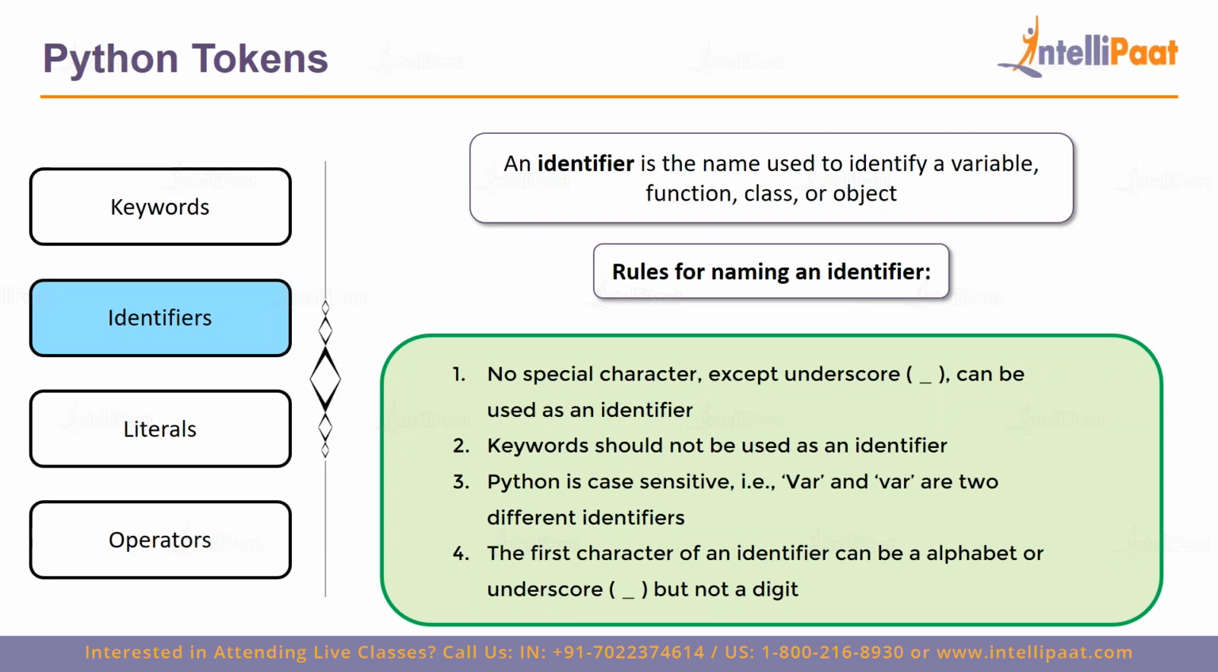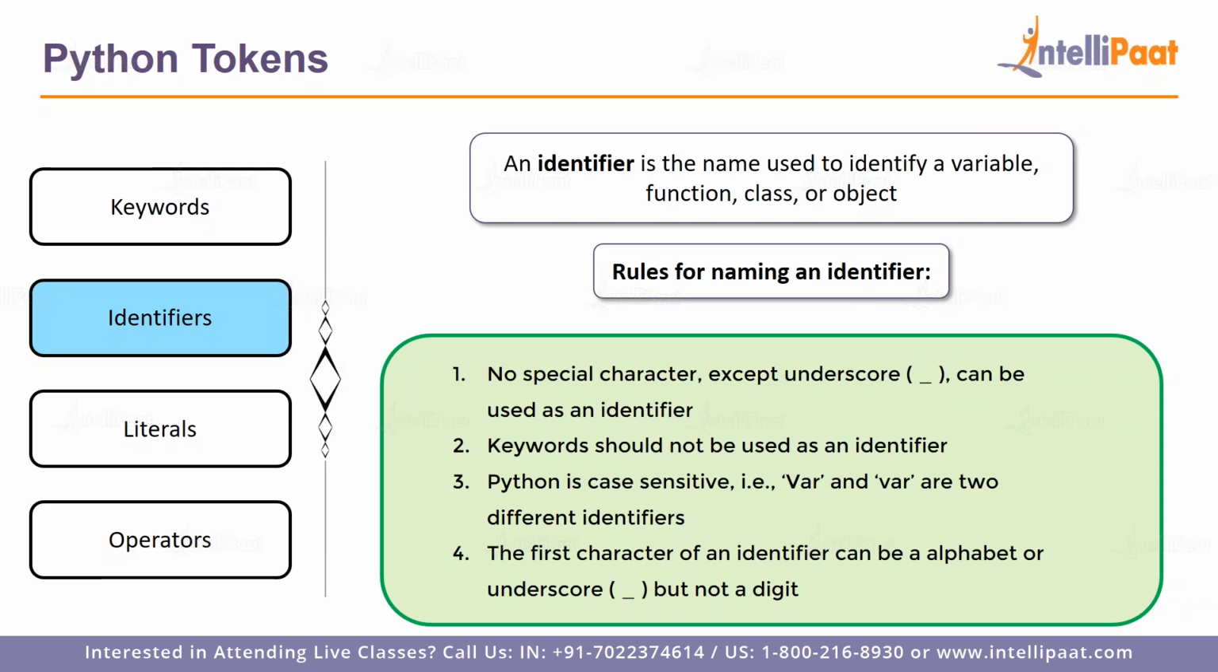So there are certain rules that we need to follow when we're naming an identifier. The first thing is no special character except underscore can be used in an identifier. So we can't use a special character in a variable name or anything. Similarly, keywords are not something that you can use in place of an identifier. As we already saw, we can't use return, we can't use for. There are many other keywords that you cannot use as variable names. Then Python is case sensitive.